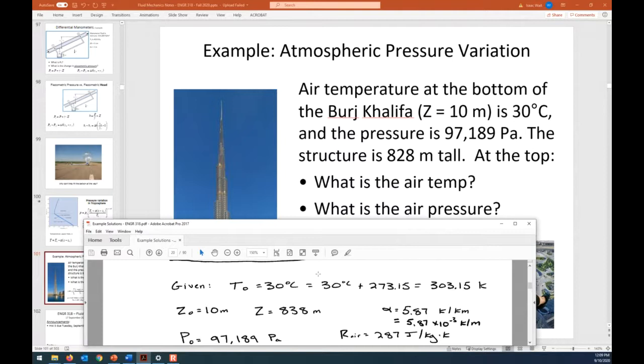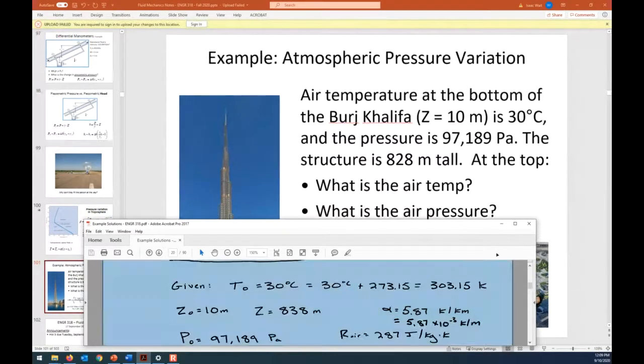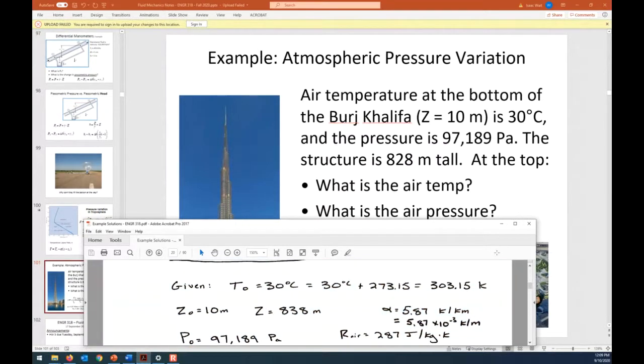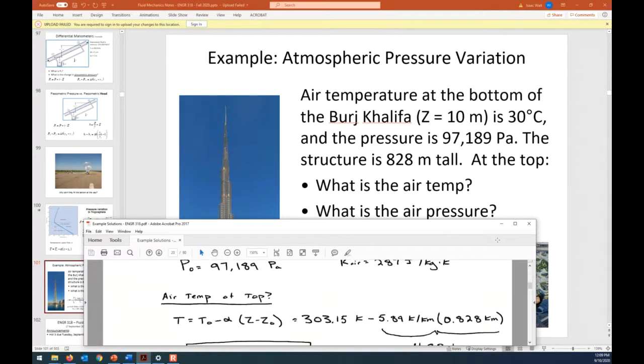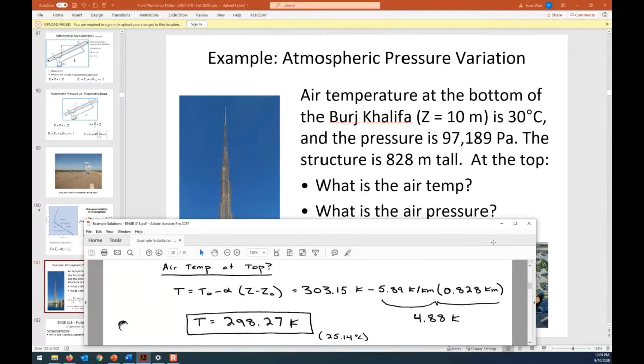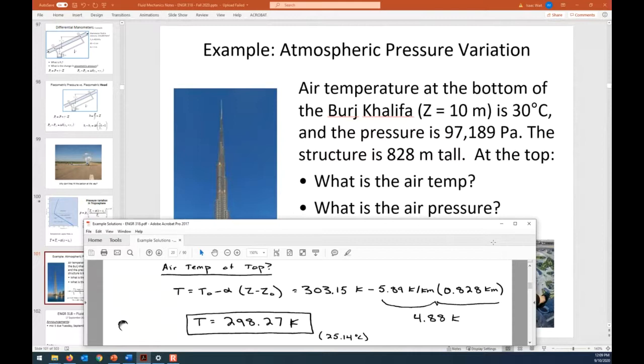So Z up above is 838. We've got our alpha, which is the lapse rate. It was initially given in terms of Kelvin per kilometer, but we can also express that in terms of Kelvin per meter. So dividing that by 1,000, 5.87 times 10 to the minus 3 Kelvins for every meter of elevation. Okay, so the air temperature at the top is going to be 298.27 Kelvin. So that's equivalent to 25.1 degrees Celsius up at the top.